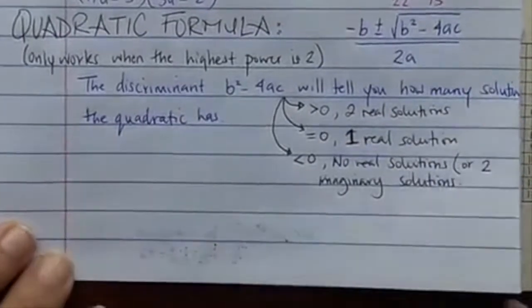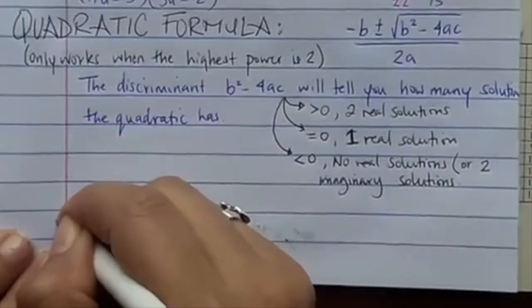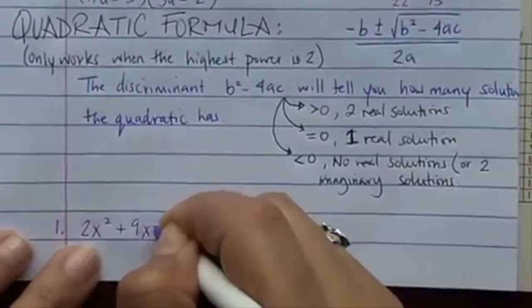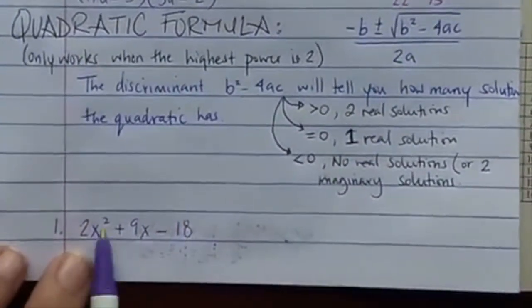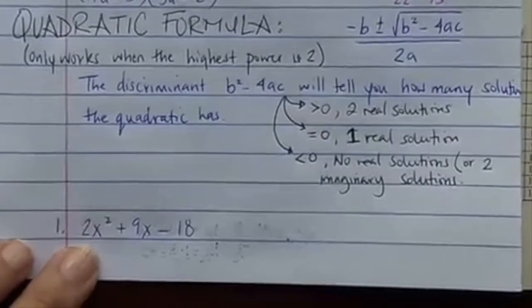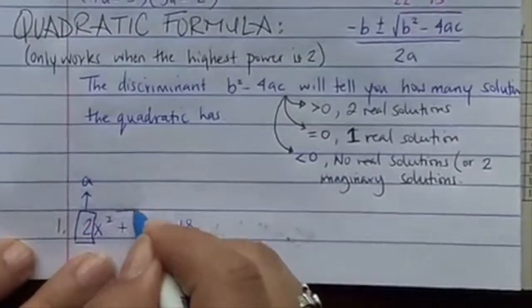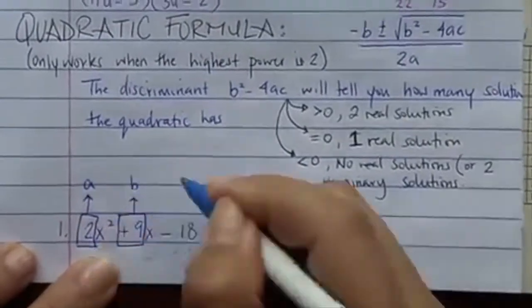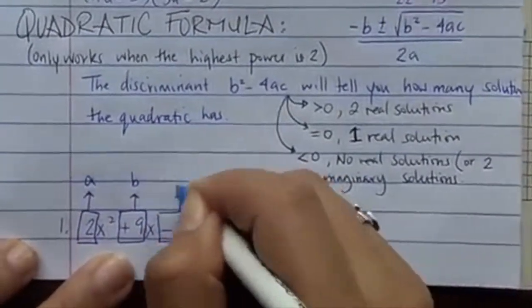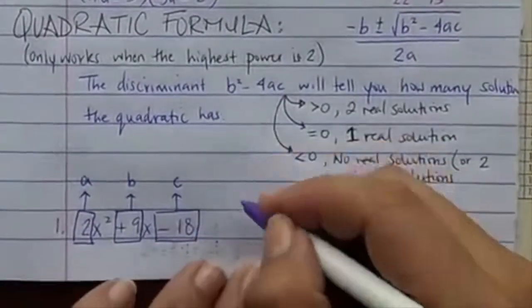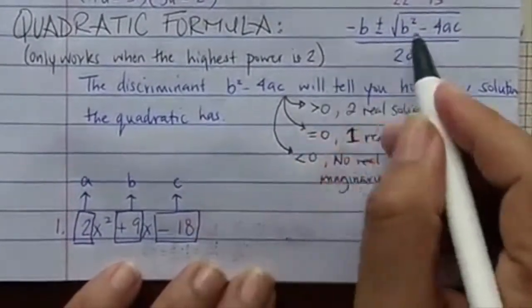Alright, so if you take a look at an example, let's say we had 2x squared plus 9x minus 18. The coefficient with the x squared will be your a. So what's the coefficient with x squared? 2. That will be your a. The coefficient with just the x will be b, don't forget the sign. And the coefficient at the end with no x will be c. And all you do after that is literally plug a, b, c into the quadratic formula.